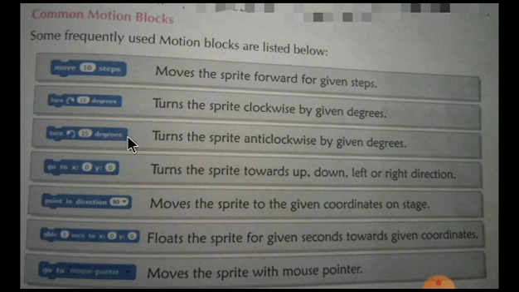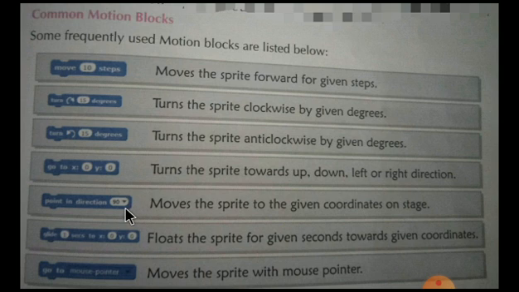Next is turn anti-clockwise. Turn the sprite anti-clockwise by the given degrees. By using this, you can turn your sprite anti-clockwise. Next is go to. Turn the sprite toward the up, down, left or right direction by using the go to block.